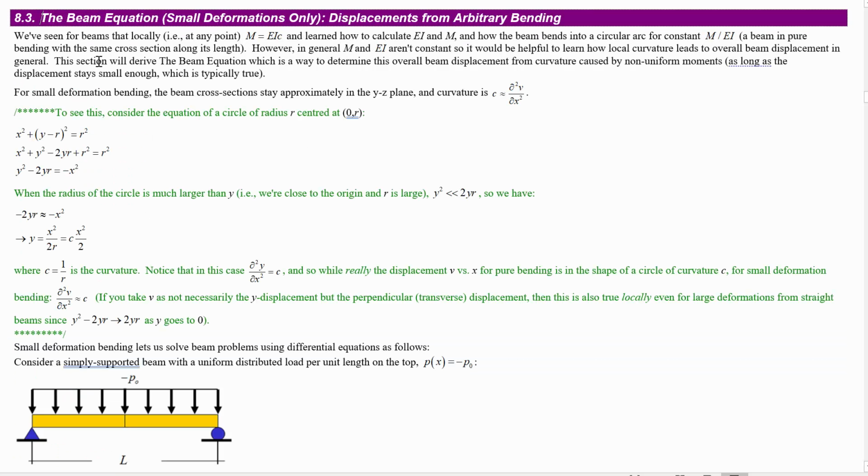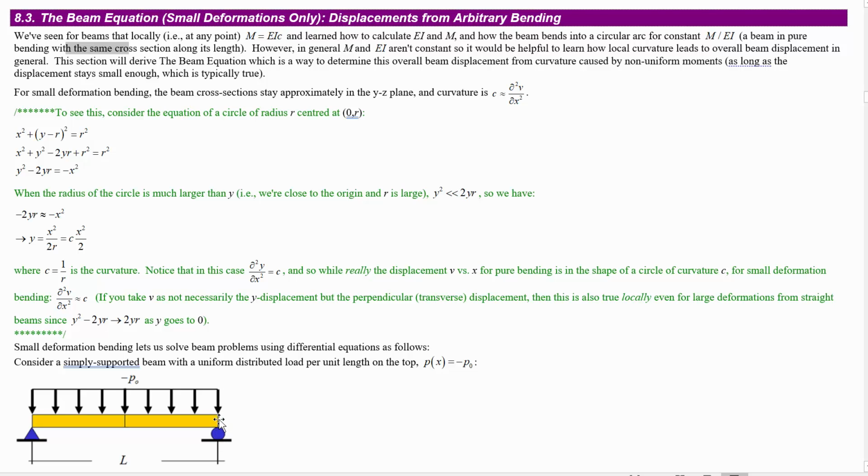So, the beam equation. We've looked so far at the fact that moments lead to curvature through flexural rigidity and figured out how to calculate all of these things and how this bends a beam into a constant circular arc as long as M over EI is actually constant, which it will be in a pure bending situation of a beam with a constant cross-section along its length.